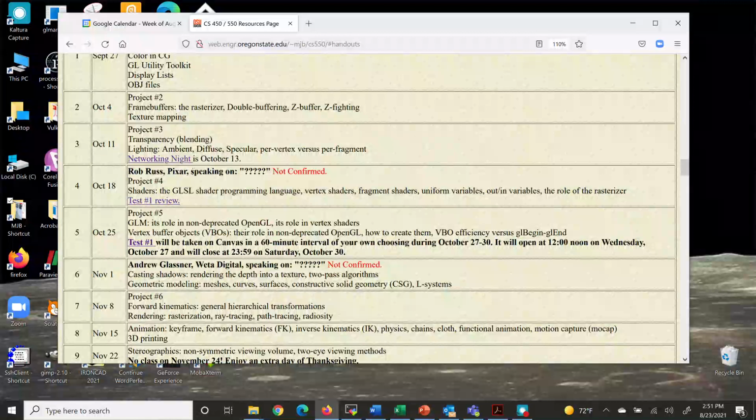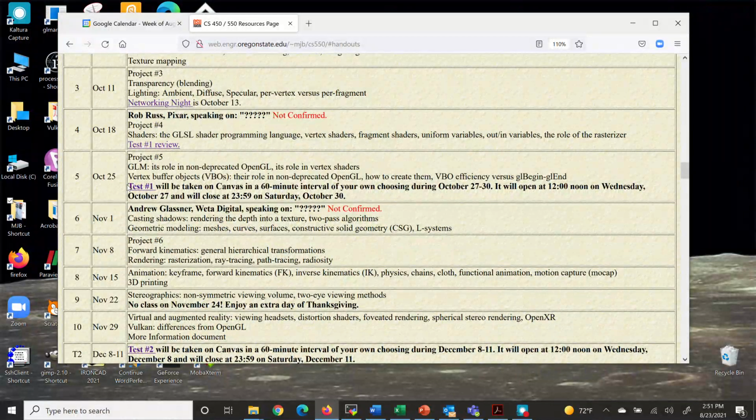This is going to be cool. Rob Russ, a guy I know from Pixar, is going to be speaking. I don't know when. When it says not confirmed, that means it's not been confirmed yet. By the time classes start, these guest speaker names and topics will be in the proper week. But for right now, I don't know.